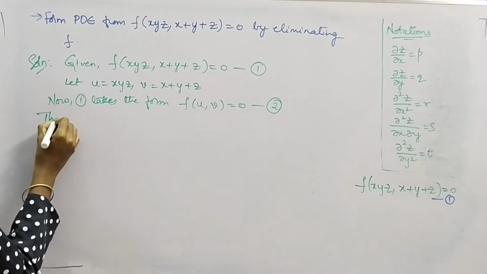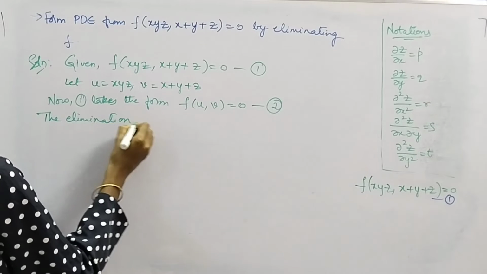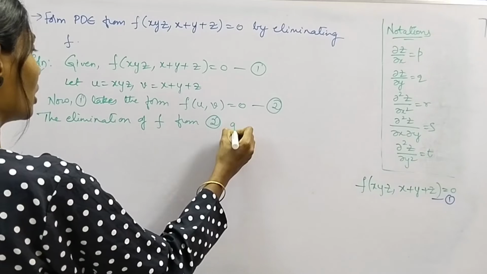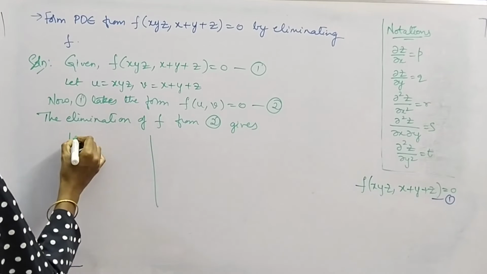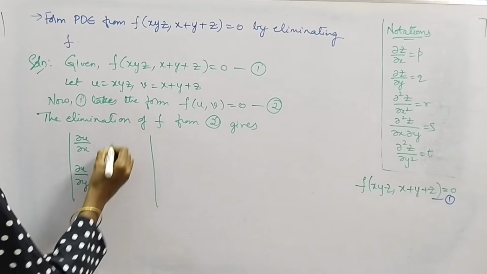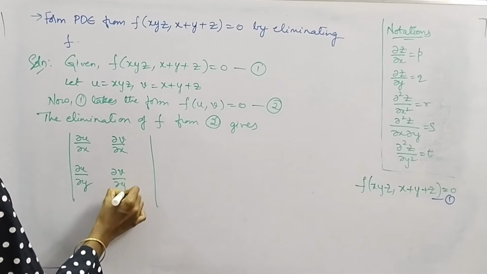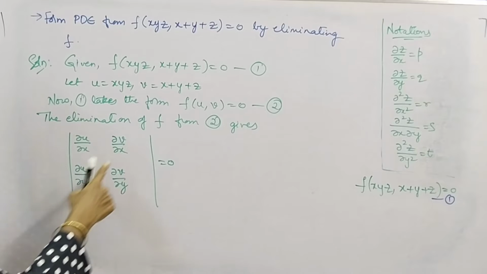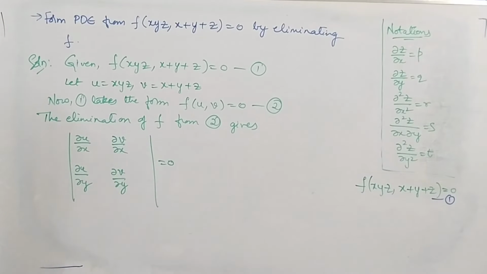The elimination of f from 2 gives the determinant of ∂u/∂x, ∂u/∂y, ∂v/∂x, ∂v/∂y equal to 0. Now find ∂u/∂x, ∂u/∂y, ∂v/∂x and ∂v/∂y.